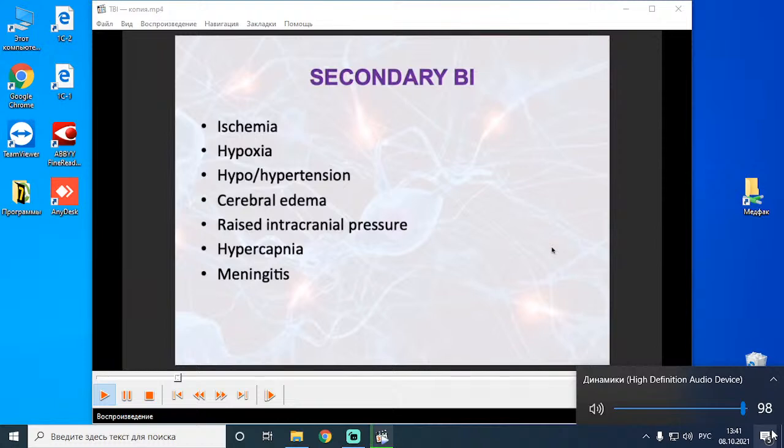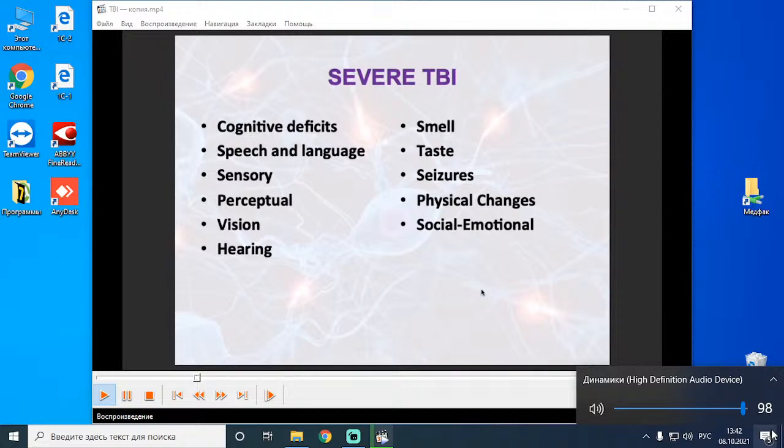Mild TBI. Other names for mild TBI: concussion, minor head trauma, minor TBI, minor brain injury, minor head injury. Symptoms such as fatigue, headaches, visual disturbances, memory loss, poor attention, concentration, sleep disturbances, dizziness or loss of balance, irritability, emotional disturbances, feelings of depression, seizures. Severe TBI: cognitive deficits, speech and language, sensory, perceptual, vision, hearing, smell, taste, seizures, physical changes, social, emotional.